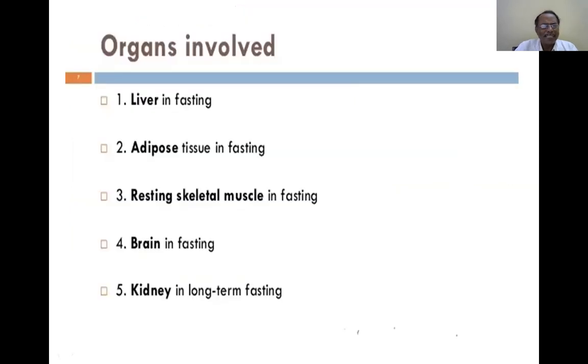And then in the fasting state, what are all the various organs involved to combat the problem? The liver, adipose tissue, resting skeletal muscle, brain, and kidney. So five organs will participate in the fasting state to combat the problem of fasting metabolism. What are the events that are going to happen here?